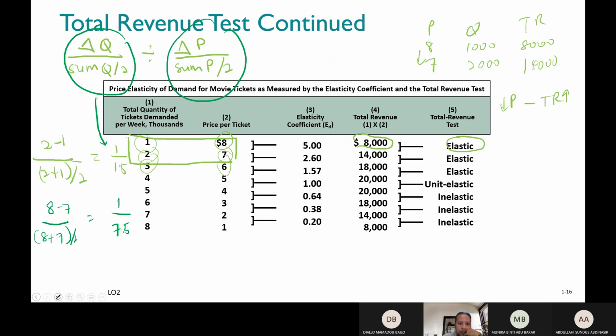So in order to get the elasticity coefficient, okay, you basically divide 1 over 1.5 by 1 over 7.5. Okay, so when you calculate this, this should result to this. Let me just check.